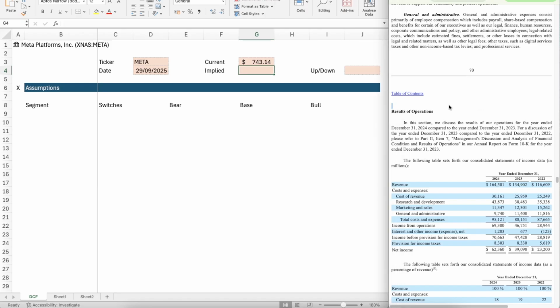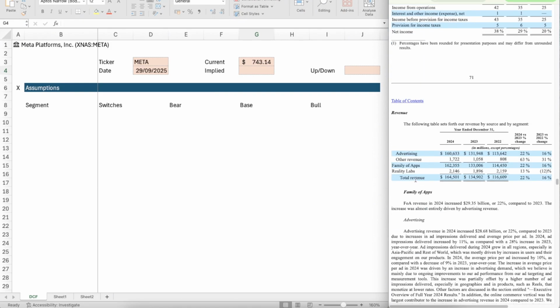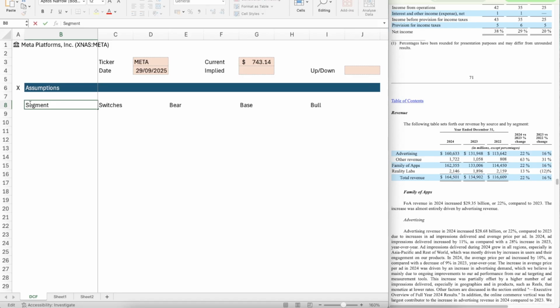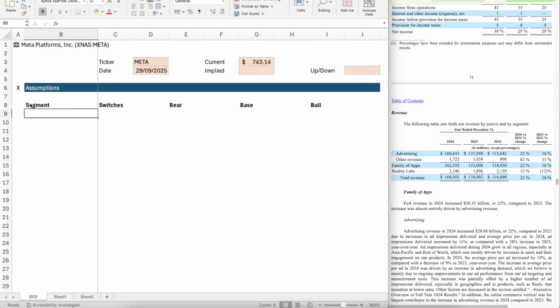Let's see how many. Okay, yeah, this is how we're going to separate the revenue segments. Advertising, other revenue, and that's the family of apps. And then we'll have the Reality Labs, which is, I mean, it's doing 2 billion in revenue, but it is tiny in comparison. So, sorry, I just bold these so that we know their headings.